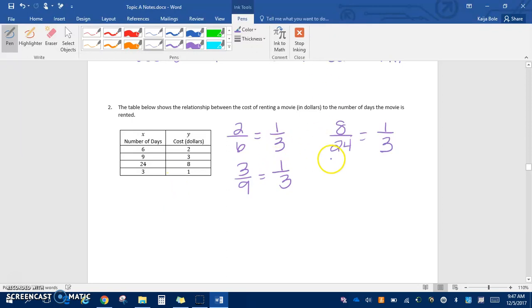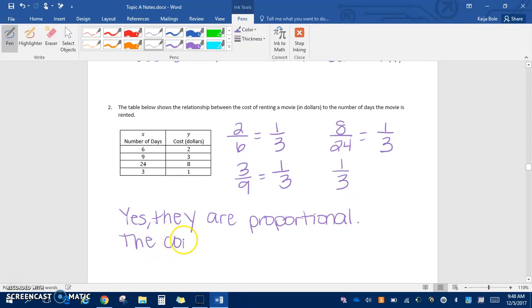And then last but not least, we have just 1 over 3, which is the same as all the others, so we could say yes, they are proportional. We would say the constant is 1/3. So our equation here would be y equals 1/3 x.